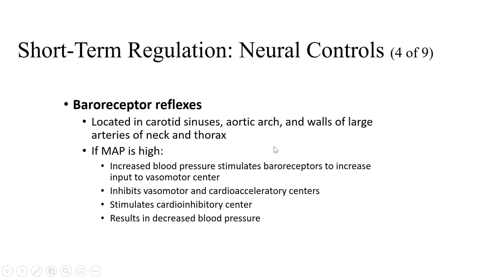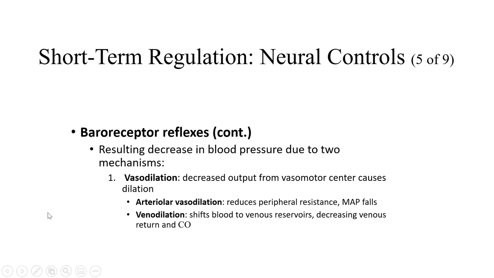Now, for instance, if the mean arterial pressure is high, then the increase in blood pressure stimulates the baroreceptors to increase input to the vasomotor center. These inhibit the vasomotor and cardio-acceleratory centers and stimulate the cardio-inhibitory center. And that results in decreased blood pressure.